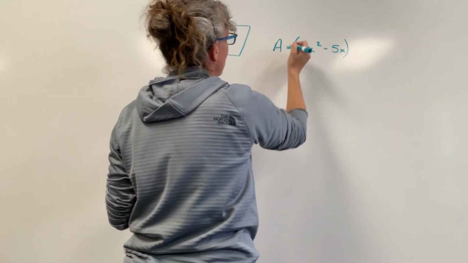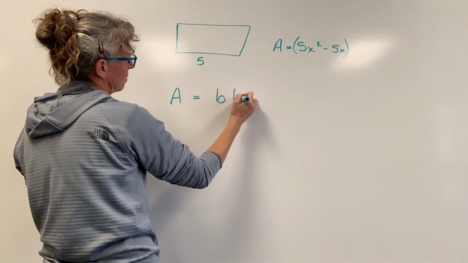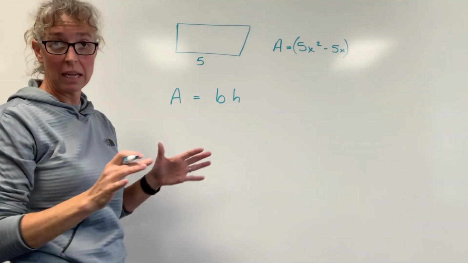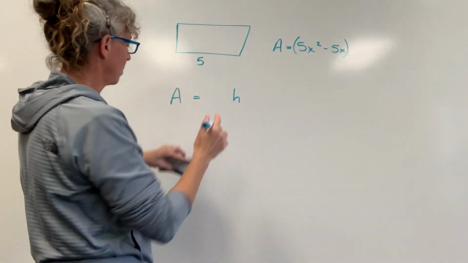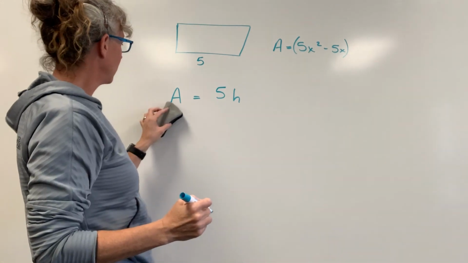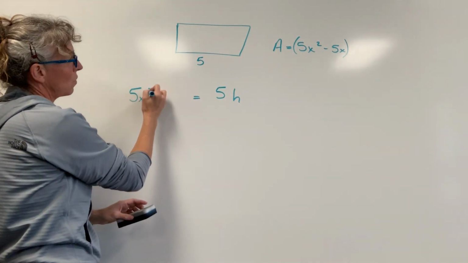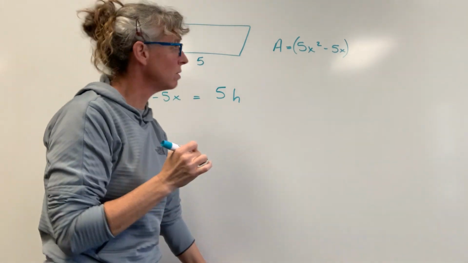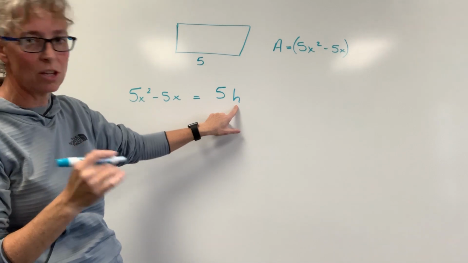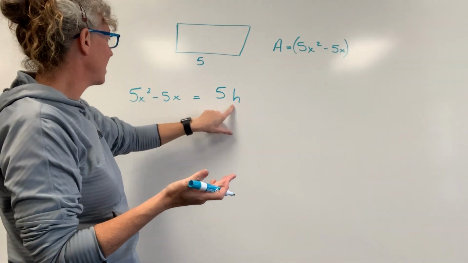Okay, so these are the ones where you'd go ahead and take your formula. Area is base times height for a rectangle, and we're going to plug in the things that we know. So I know the base is 5, so I'm going to replace that with a 5. And I know the actual entire area is 5x squared minus 5x, right? And so now all I have left to find is h, which is height, which is what we were looking for, okay? So let's try and get this h by itself.